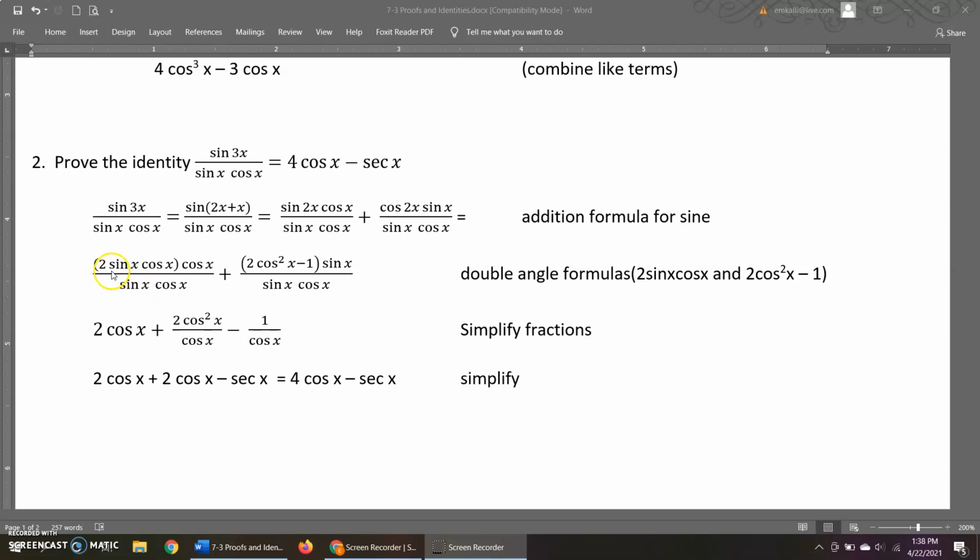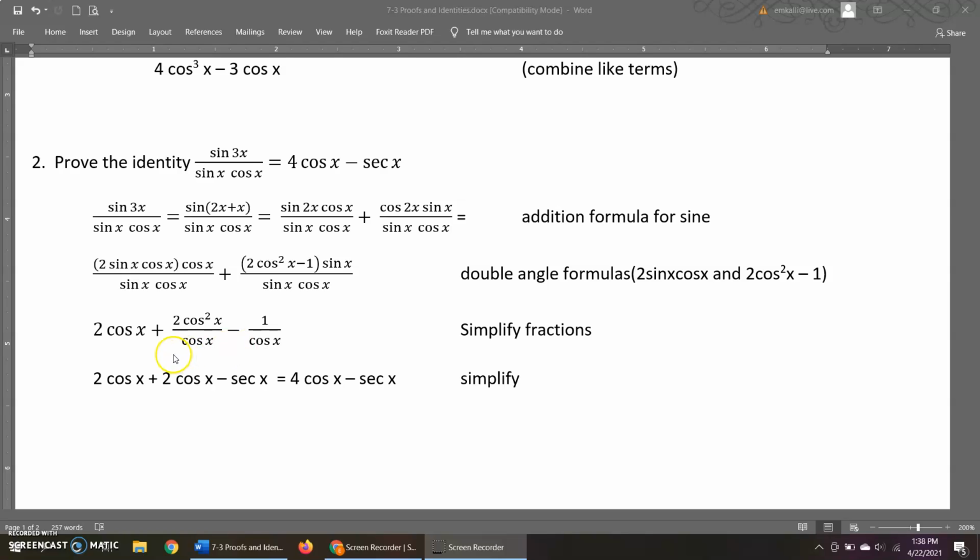So I'm just left with 2 cosine for this fraction. For this one, what I can do is reduce the sine x with the sine x, and then I'm going to write it as 2 separate fractions, 2 cosine squared x over cosine minus 1 over cosine. So that's where I got these fractions.